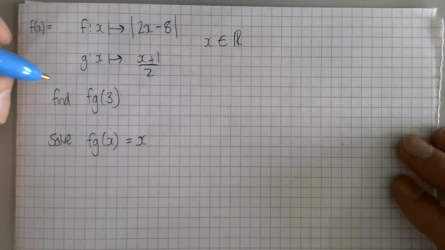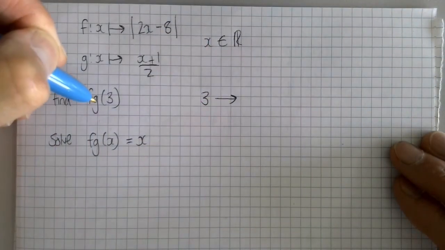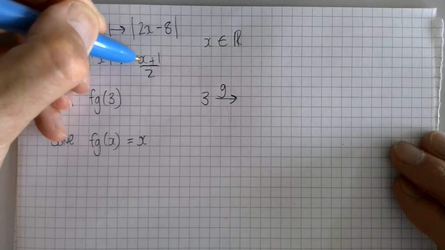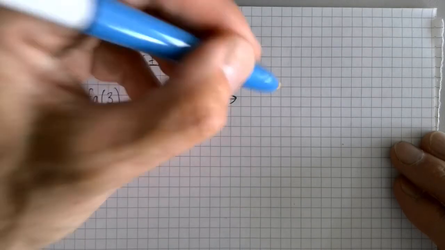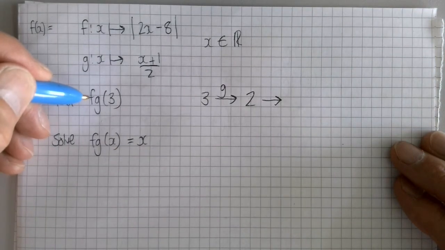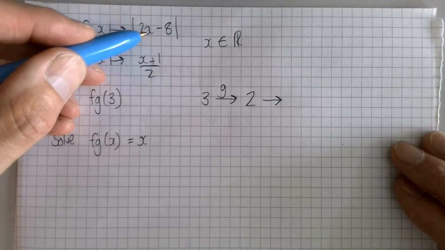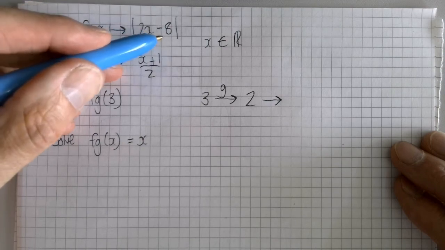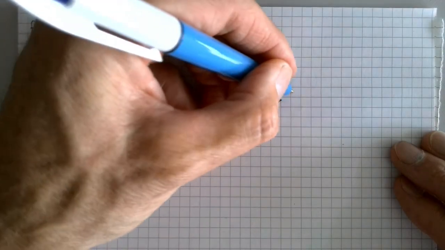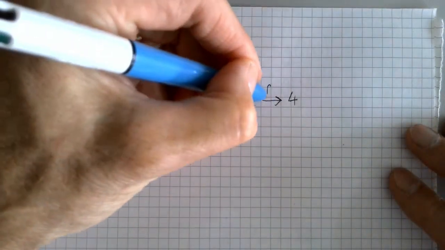Okay, so fg of 3, that means I'm going to take 3 and put it into g first. So that's going to do 3 plus 1 divided by 2, so 2 comes out. And then I'm going to put that into f, so that's 2 lots of 2, 4, take away 8, which is minus 4, but it's the modulus of that.